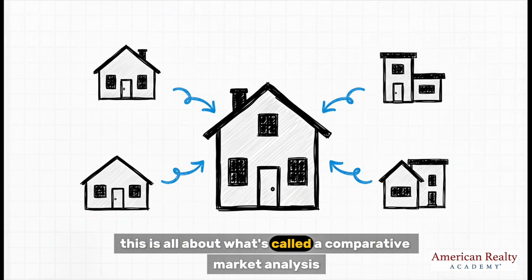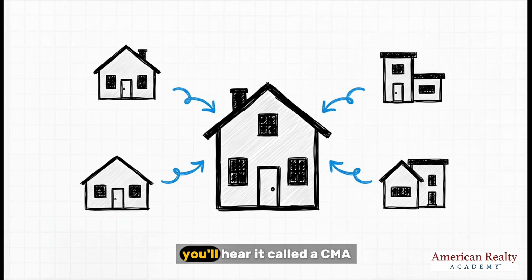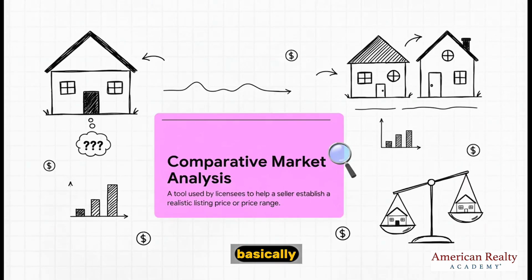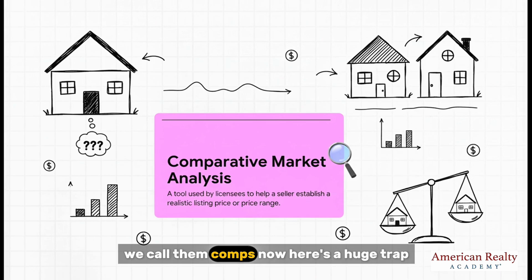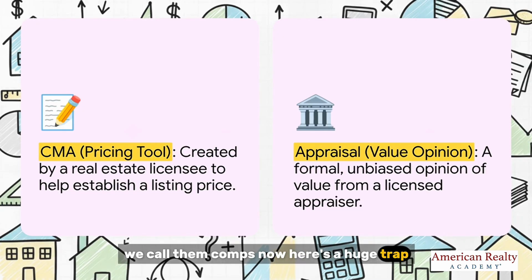This is all about what's called a comparative market analysis. You'll hear it called a CMA. Basically, it helps set a price by looking at similar, recently sold homes nearby. We call them comps. Now, here's a huge trap. A CMA is not an appraisal. Confusing the two can be a massive mistake.